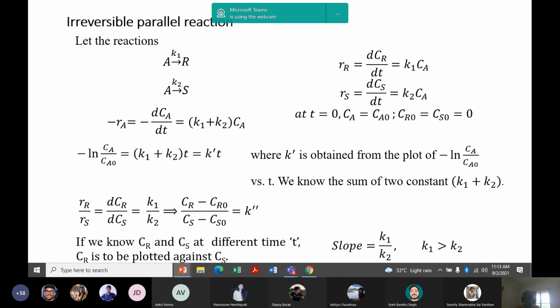Most of the industrial reactions, you will find there is no single reaction. There might be various reactions taking place in parallel, and one will be the desired product that is wanted, and other products will be unwanted. So in this case, we can study the parallel reaction, and we have to optimize the formation of CR, that is CR max.